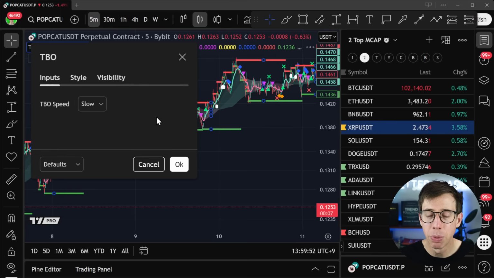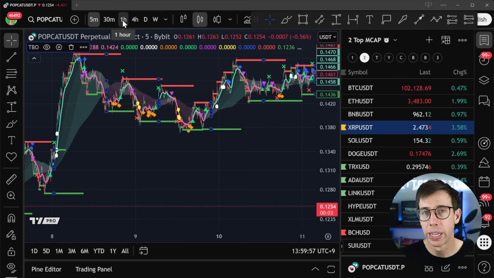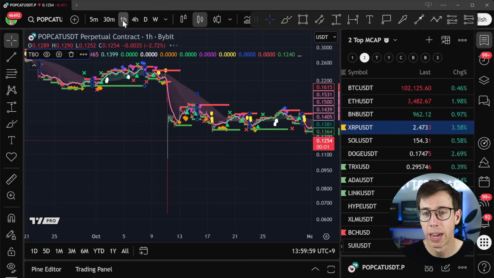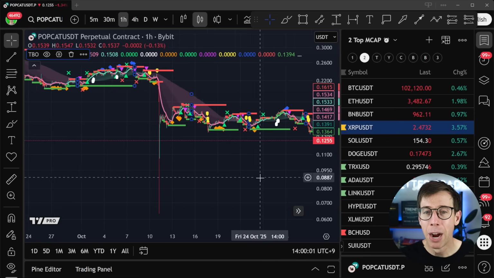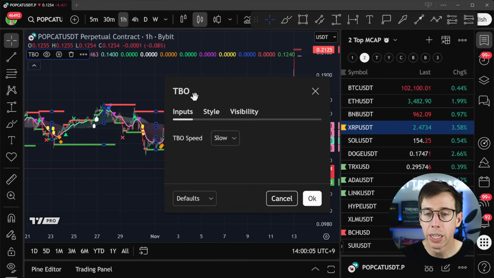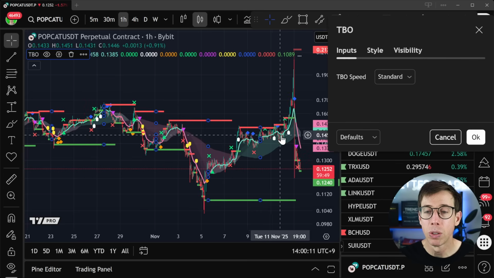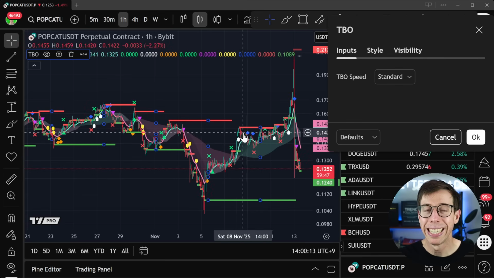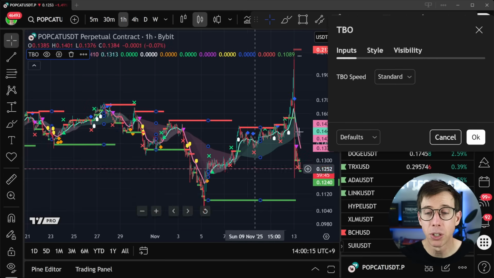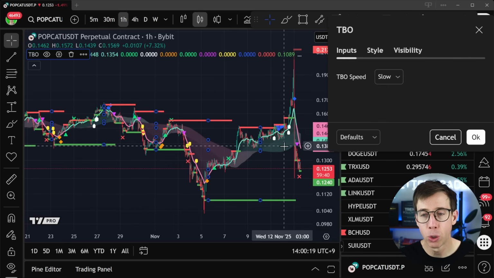So what actually helps is to use a slower speed on faster timeframes. And again, 5-minute is really fast, so let's do the hourly instead for PopCat. Now, the difference between using the slow speed and the standard speed is basically we're going to be seeing signals happening later, and we're going to see less noise. It doesn't change the support or the resistance levels, but it changes the strength of the trend.